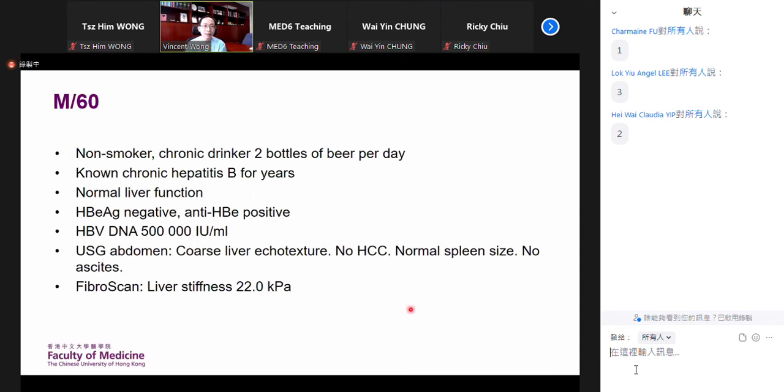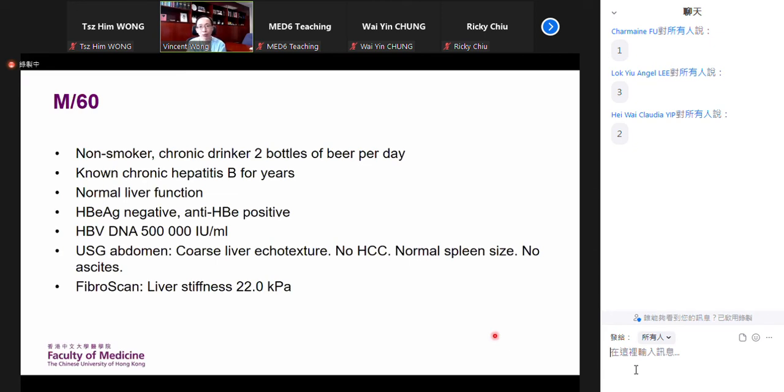Next patient, a 60-year-old man, chronic drinker of 2 bottles of beer per day, known to have chronic hepatitis B for years, with normal liver biochemistry. The E antigen was negative, but the HBV DNA was high, 500,000 IU per ml. The ultrasound scan showed coarse liver echo texture, no portal hypertension, but the FibroScan showed high liver stiffness of 22 kilopascal. So this is a confirmed case of liver cirrhosis.